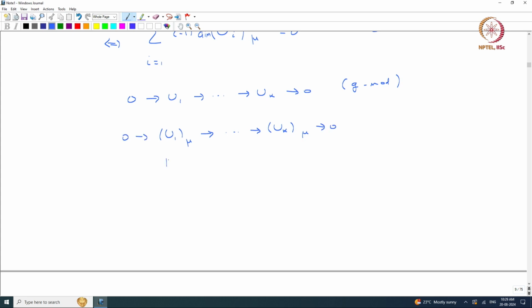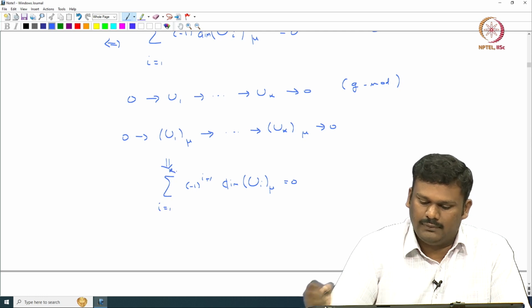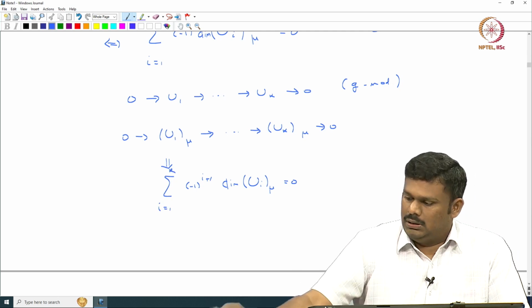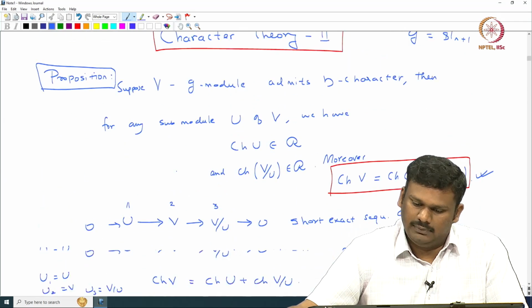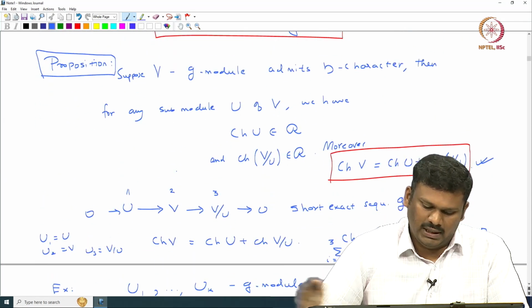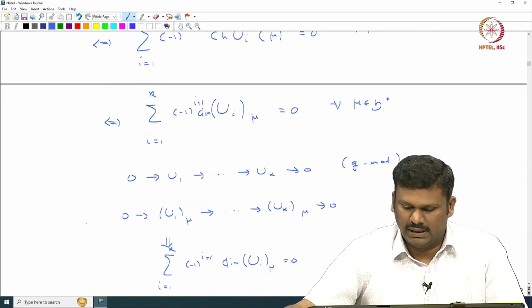And this actually implies immediately that the summation of (-1) to the power i plus 1 times the dimension of U_i(mu) is equal to 0, for i equal to k. Okay. So, this is something immediate. In the second case, again one can easily see, this is inbuilt in the exercise.